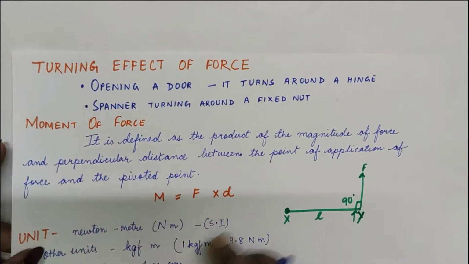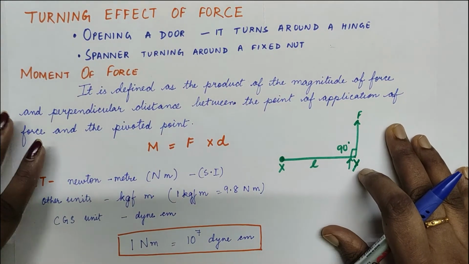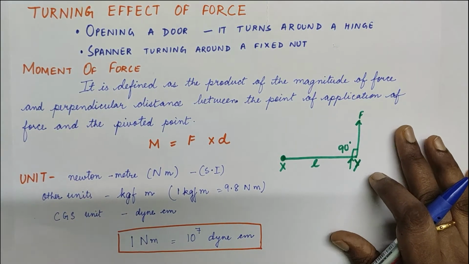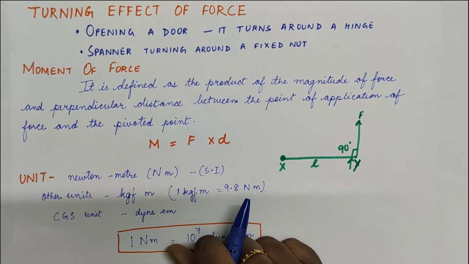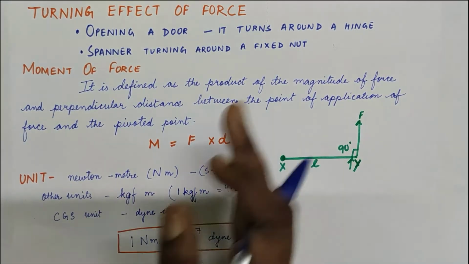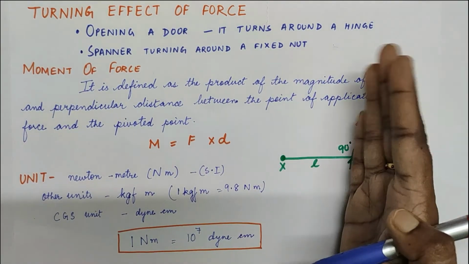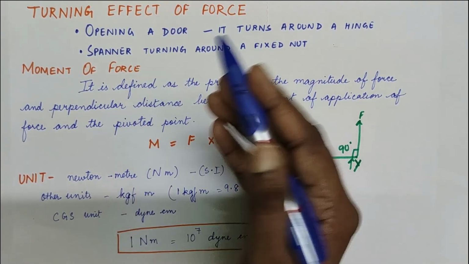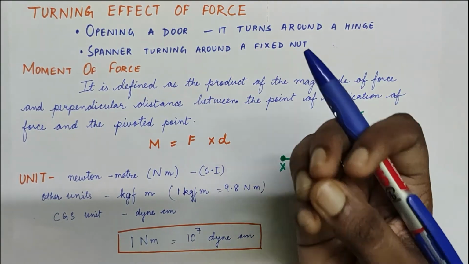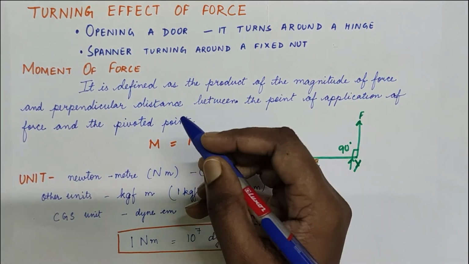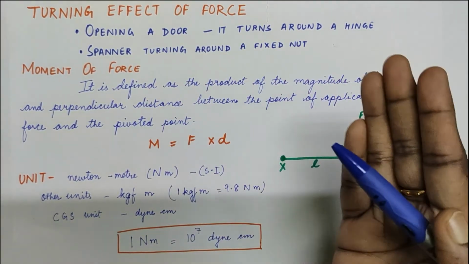Now, after recapping the points on force, we will go to the main topic, that is the turning effect of force. You might have used the turning effect of force in opening a door. A door has a hinge, and when we push the door, it opens and moves forward and backward. Similarly, when you are using a spanner, an instrument to open nuts, we also use the turning effect of force.